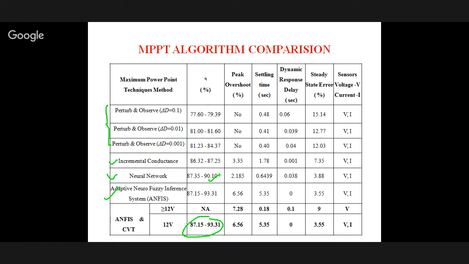This was how the neural network data came, incremental and fuzzy. So these are the different things.